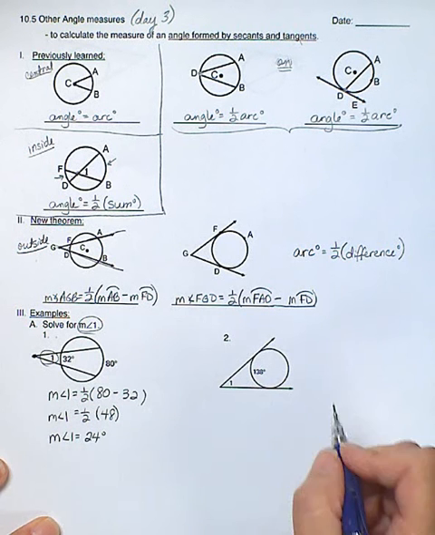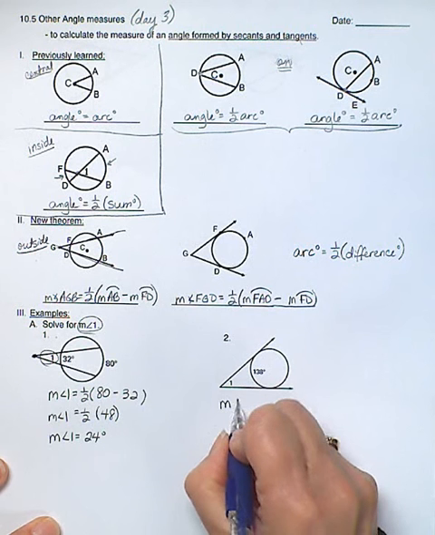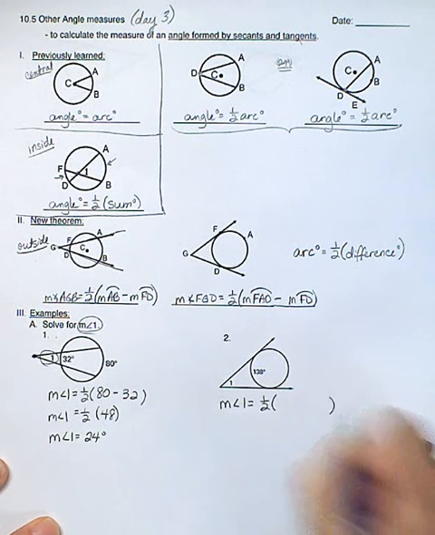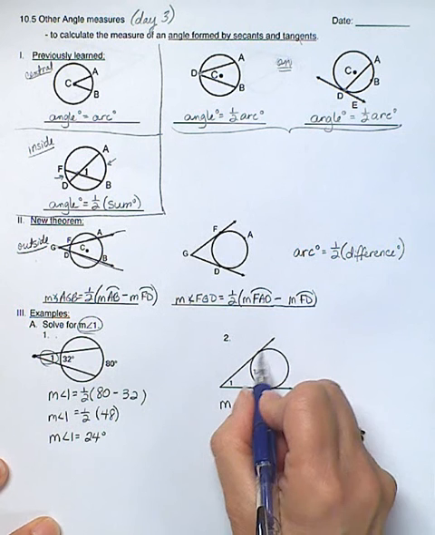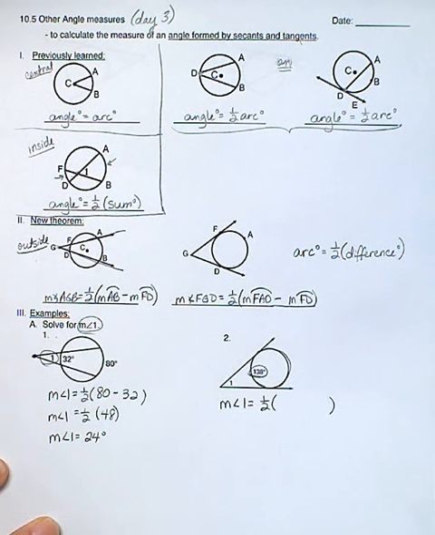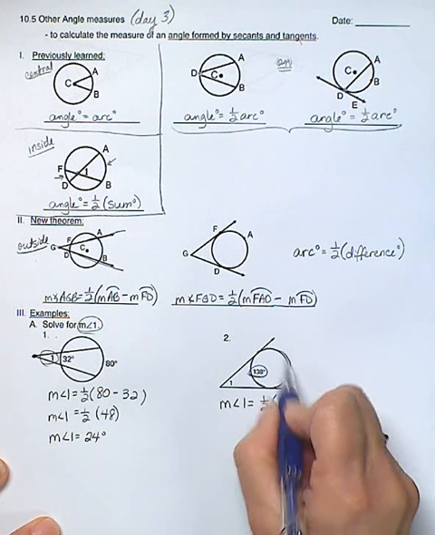So number 2, again our angle is 1 here, so the measure of angle 1 equals half the difference of the two arcs. So I need this bigger arc and I need this little guy. Well, I already know the little one, it's 138. I don't know this one, so how am I supposed to do this problem? I can't have two unknowns.